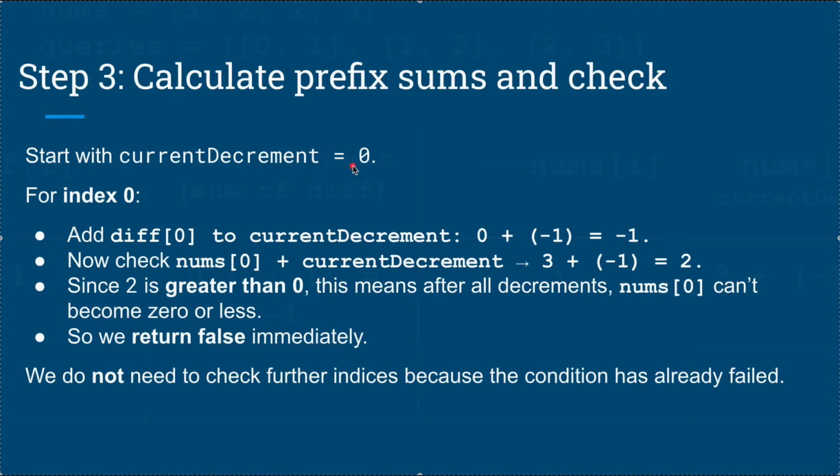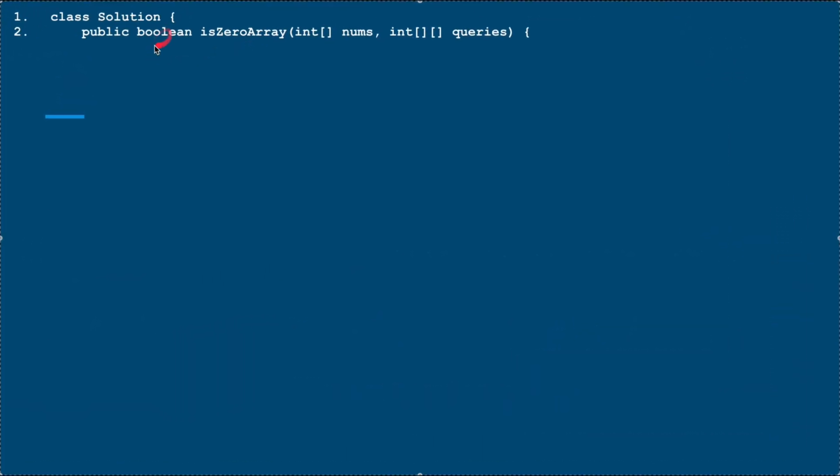It will start at 0. For index I, we add checks to the current, meaning 0 plus -1 will get -1. Now we check nums at 0 and current decrement: 3 plus -1 is 2, and since 2 is greater than 0, this means nums at 0 can't become 0 or less, so we return false immediately, and we do not need to check further, because for the zero array we have to return true or false. We have been given nums and queries, right?